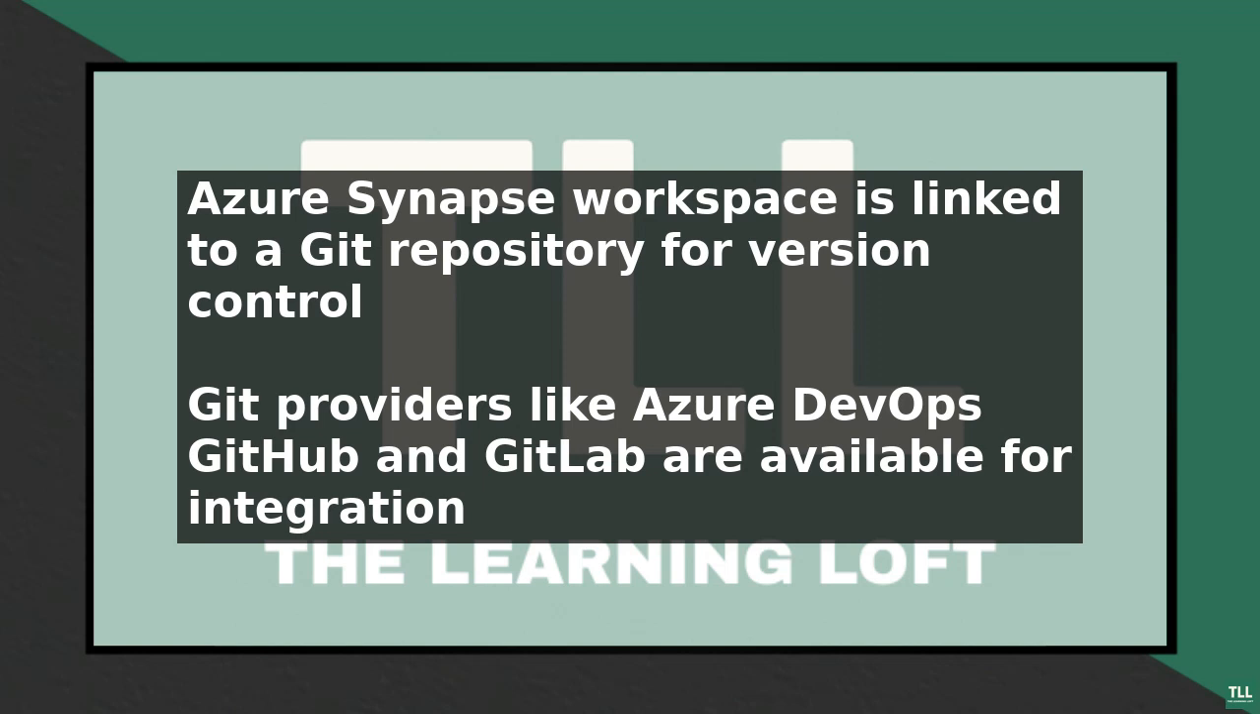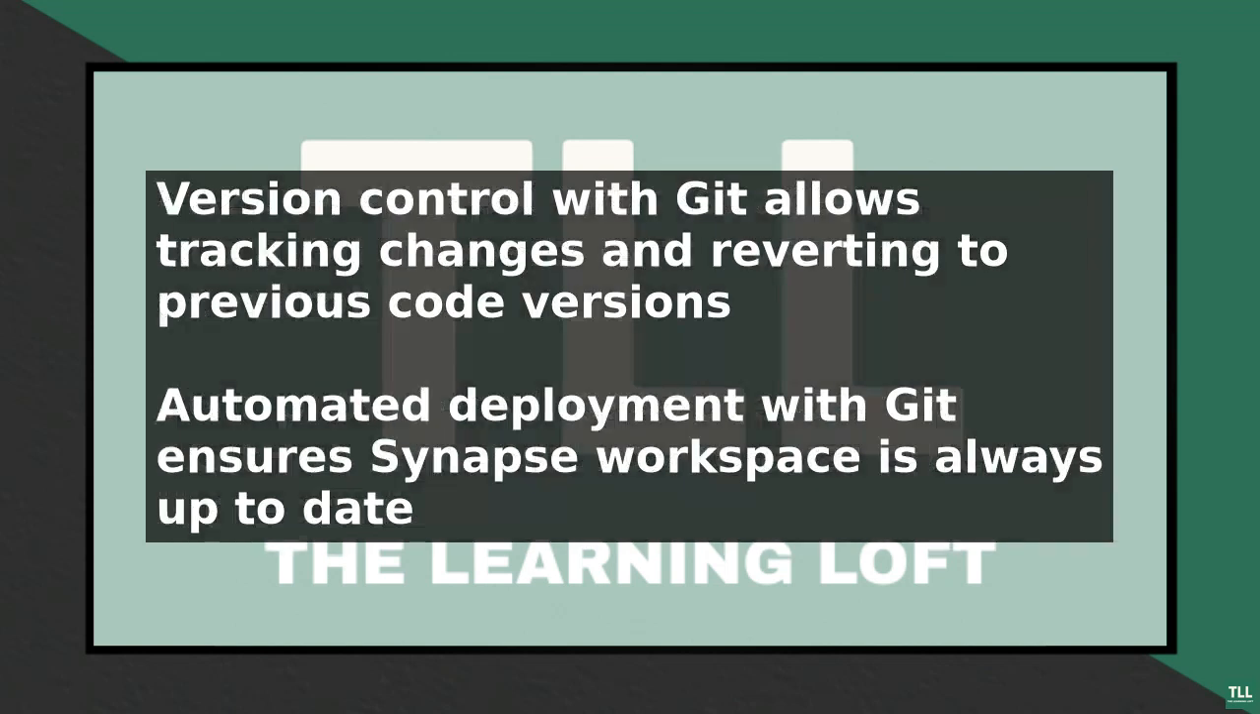One of the key benefits of using Git with Azure Synapse is version control. With Git, you can track changes to your code and revert back to previous versions if needed. This is particularly useful in a collaborative environment, where multiple users may be making changes to the same codebase.